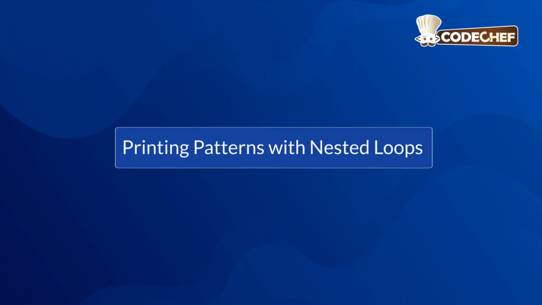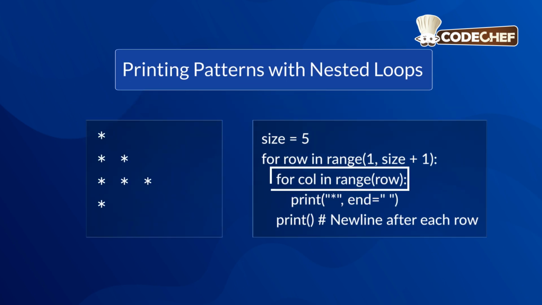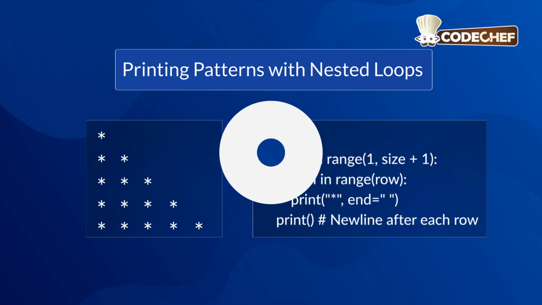Nested for loops are perfect for creating patterns. The outer loop controls how many rows we print. For each row, the inner loop runs, controlling what gets printed on that specific line. Here, the inner loop runs a number of times equal to the current row number, creating this growing triangle shape.